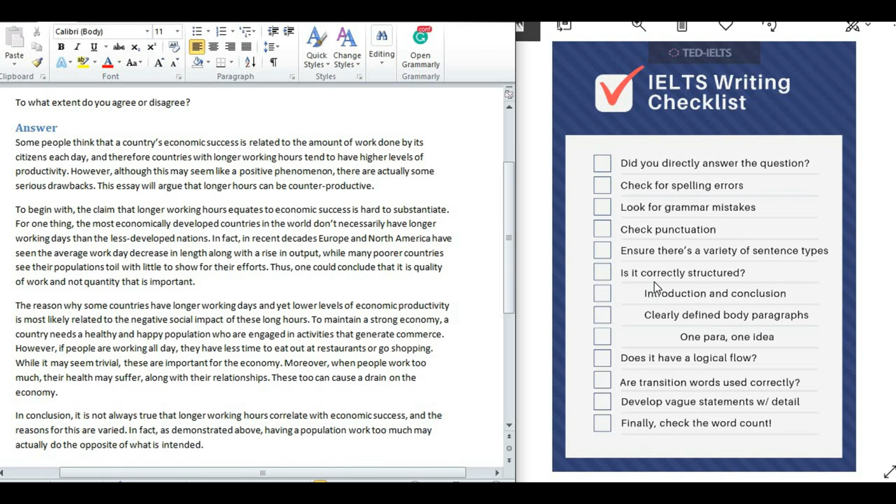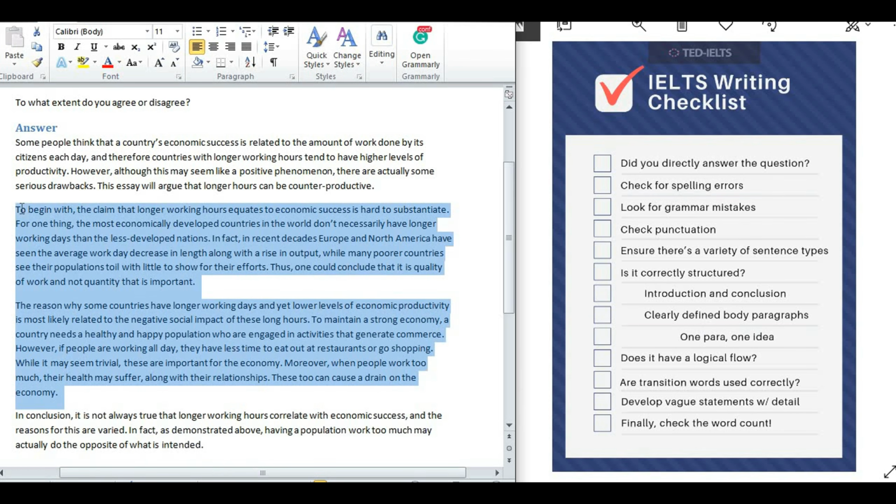Next, is it correctly structured? So I've got 3 parts here, introduction and conclusion. So your essay should have an introduction at the beginning and a conclusion at the end. This is just for task 2. If you're doing a task 1 essay, you don't need a conclusion. Your introduction should tell the reader what your essay is going to do, what it's about, and the conclusion should summarize it.